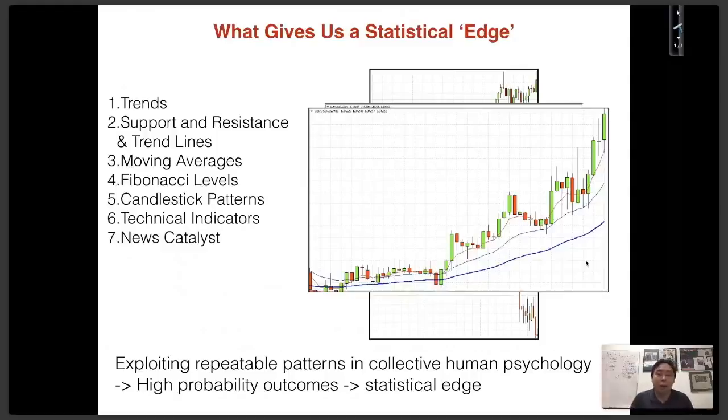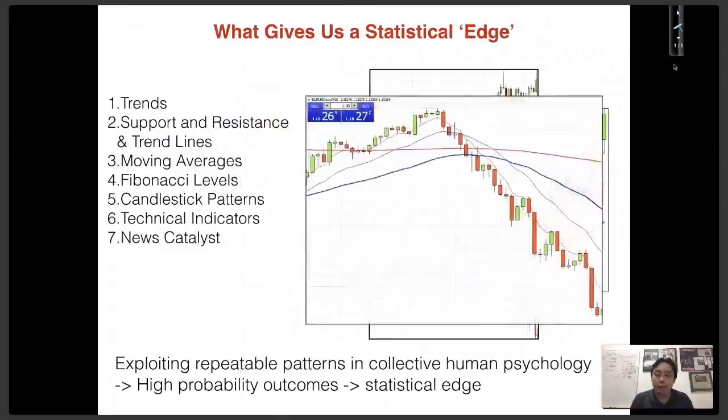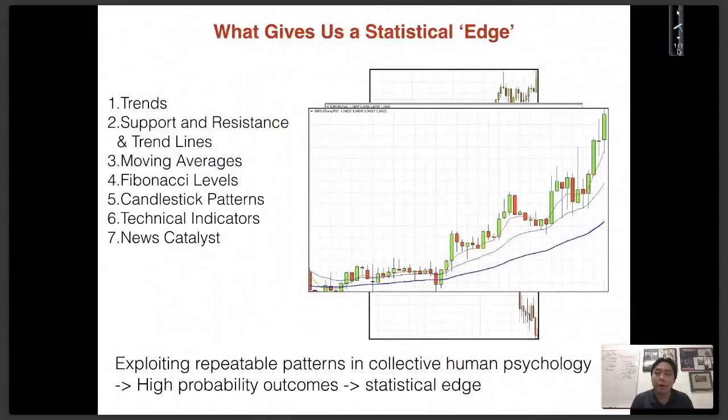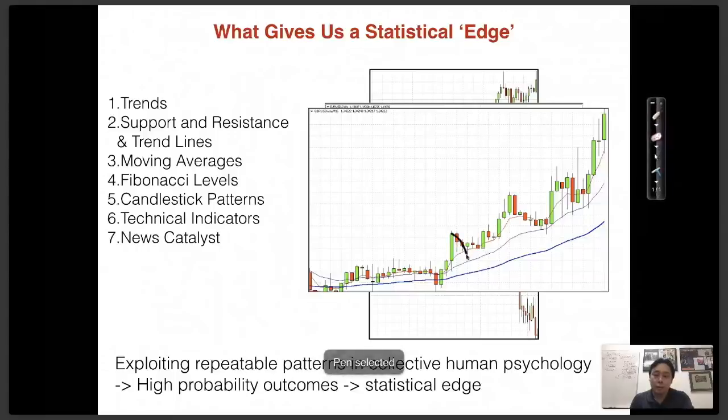So whenever the price retraces, give me a second, I'm just too trigger happy right now, right? Whenever the price retraces, it tends to find support at the moving averages like so. So those are a good indication of when the trend is going to continue after a minor retracement, right?